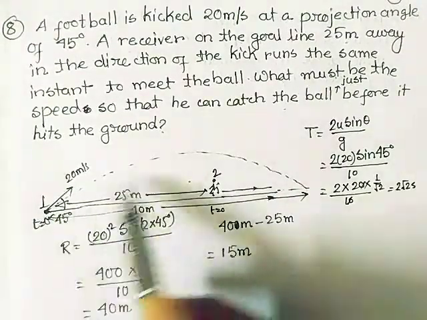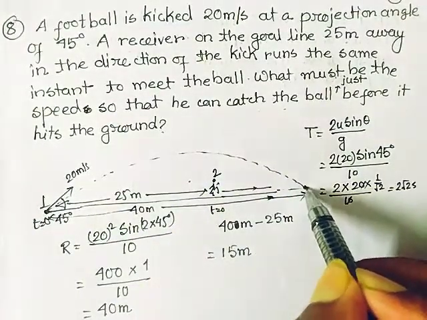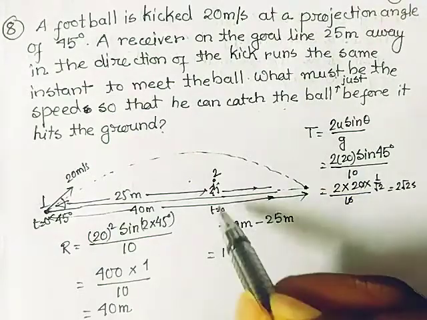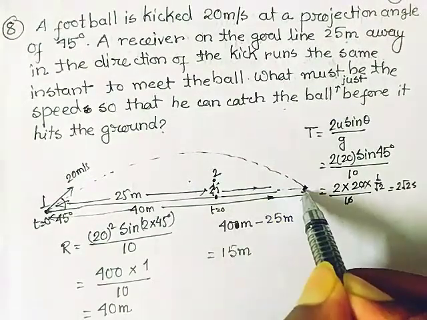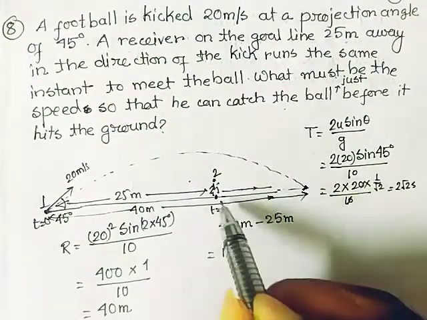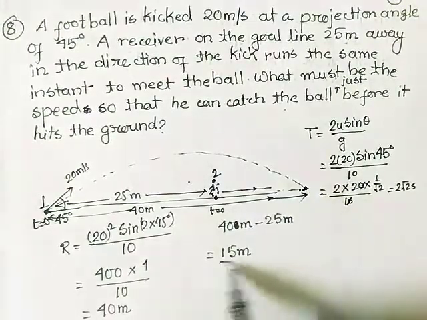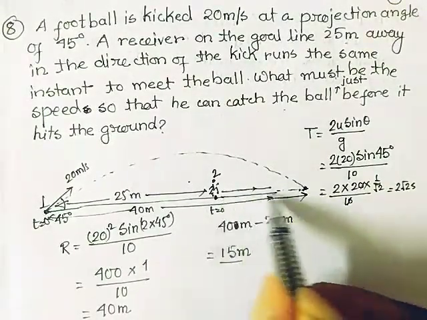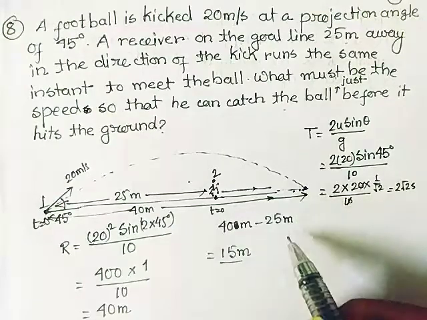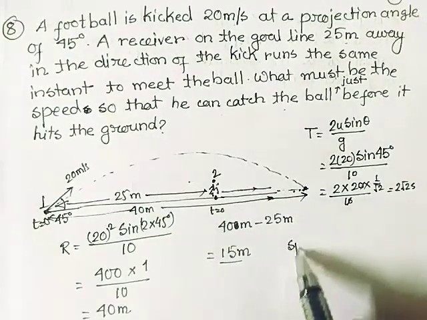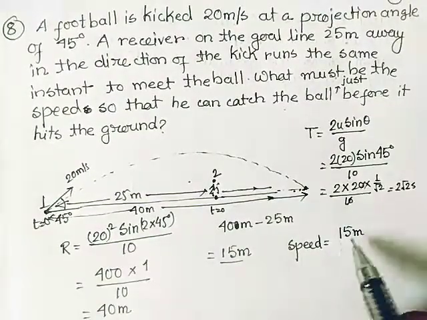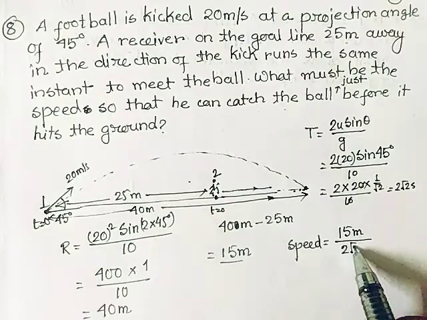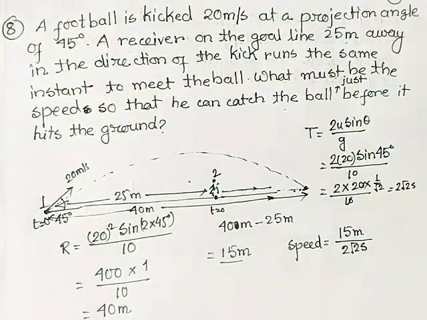So after 2 root 2 seconds, the football will be here, and player 2 has to reach from here to here within this 2 root 2 seconds. Within this time, what distance does he have to cover? 15 meter. So what is his speed? He has to cover 15 meter within 2 root 2 seconds, so the speed is 15 divided by 2 root 2 meter per second.